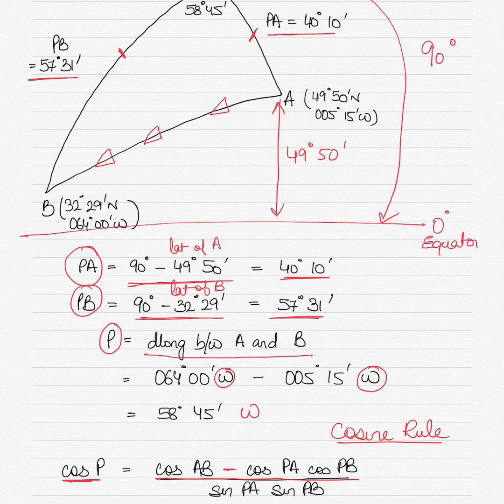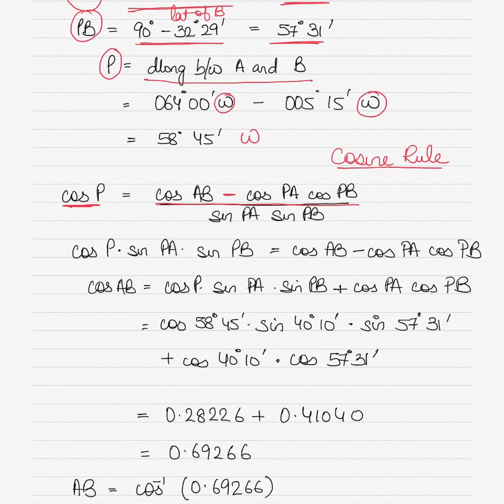Alright, so we write down cos P, which is the included angle, and then we write down cos AB, which is the side opposite to the included angle, minus the product of the two sides, and then divided by the sine of the two sides as well, PA and PB, the remaining two sides. Now we have to find AB, that is the great circle distance.